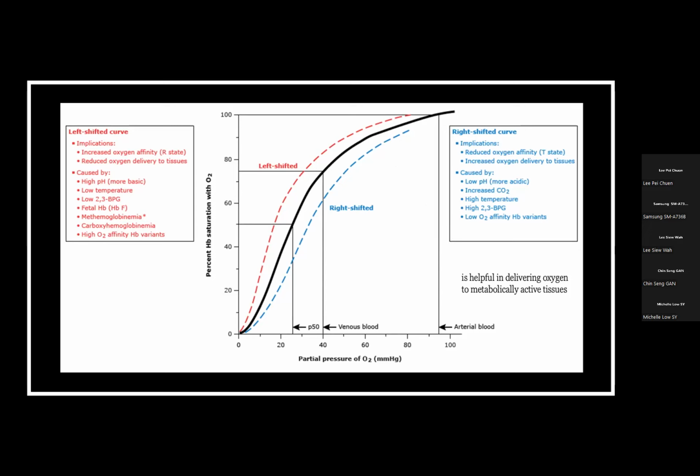On the other hand, the left shifted oxygen hemoglobin dissociation curve happens when you have a high pH due to a low carbon dioxide, or when you have a different hemoglobin condition such as methemoglobinemia and carboxyhemoglobinemia.